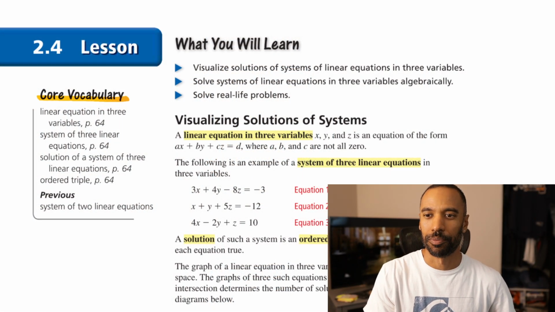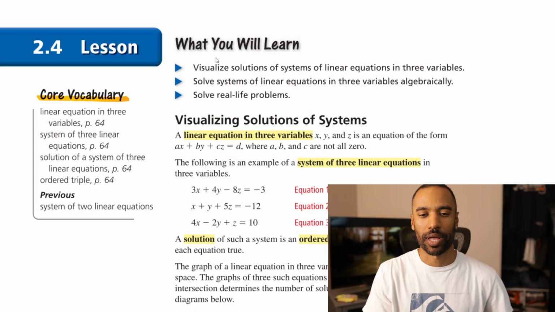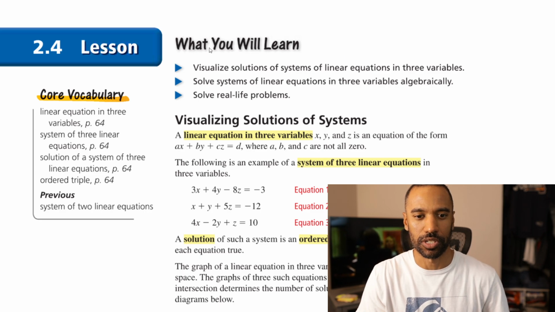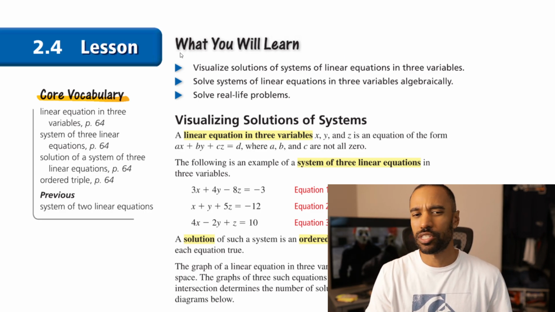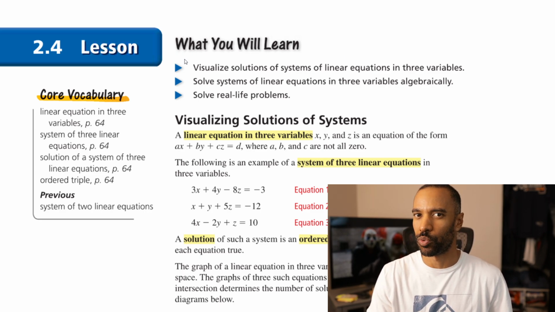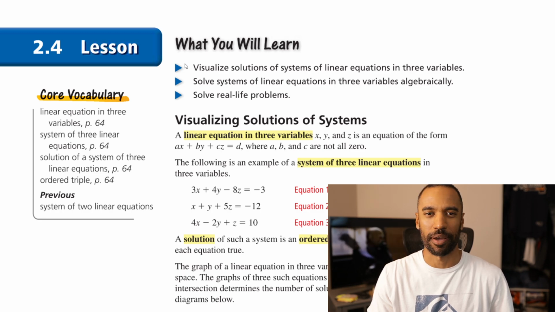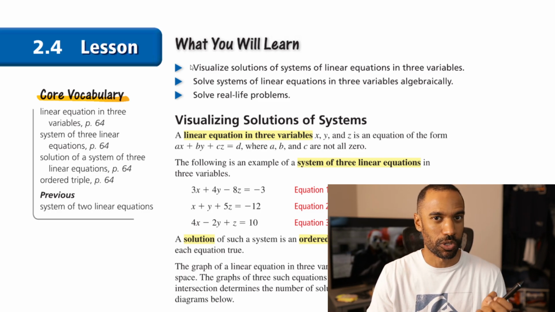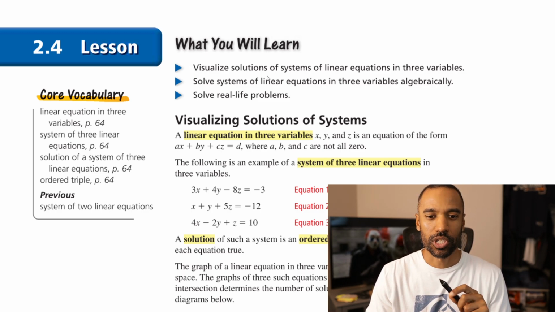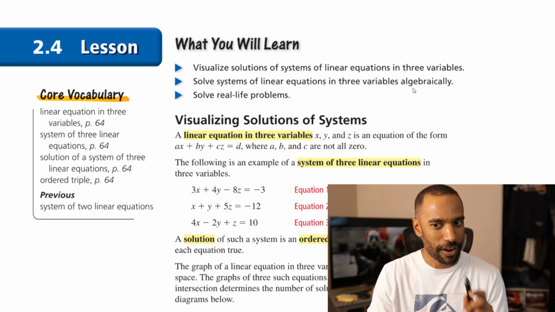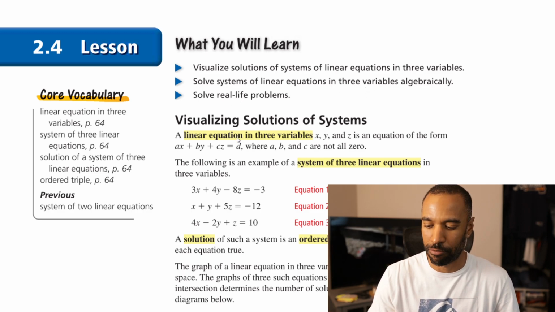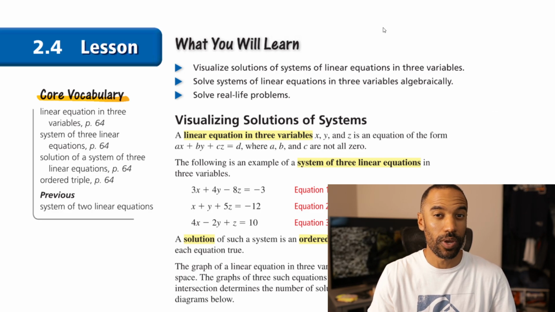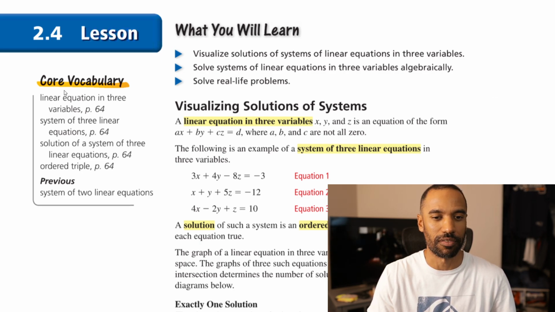All right, so we're going to learn how to visualize solutions of systems of linear equations in three variables. Interested to see what they do with that, because three variables would mean 3D graphs and planes. I'm sure you might not really know what that means or looks like, but we'll get ready for them. We'll probably look at what it means to be one solution versus no solutions, or infinitely many, though. We're going to solve systems of linear equations in three variables algebraically and solve real-life problems. So word problems presented where we might have to come up with a system of equations ourselves.